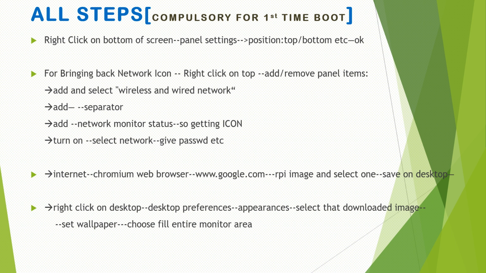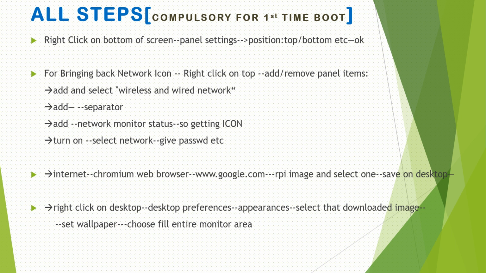Next, in the first tab you don't have the network icon, etc. So the very first time you have to configure such things, guys. For bringing back the network icon, right click on the top, or the bottom if you didn't change that, then choose Add/Remove Panel Items. Here you add the different things which you want. For example, add Wireless and Wired Network, add Separator, add Network Monitor Status, so you get the icon. Turn on, select the network, give the password, etc. So this is the way.